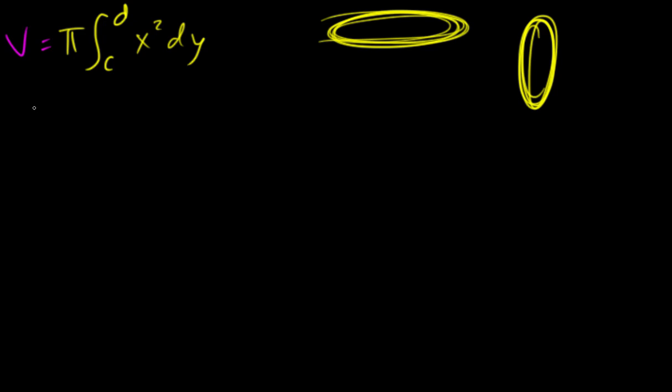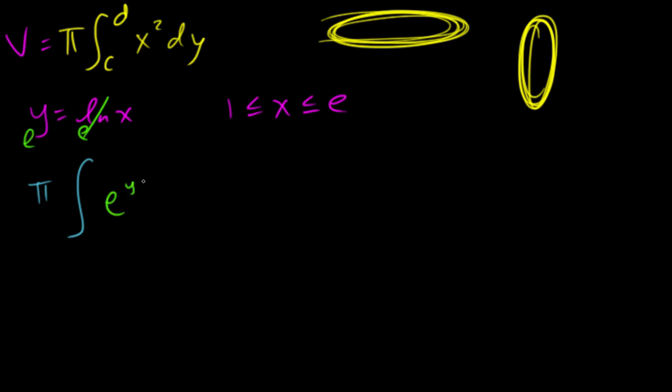So on this next one, we're given y is equal to natural log x, 1 is less than x is less than e. Okay, so we're going to plug it in. Pi, we need to find the inverse of natural log of x. That's pretty simple because we just take the e of both sides, and so it's e to the y. So e to the y squared dy.